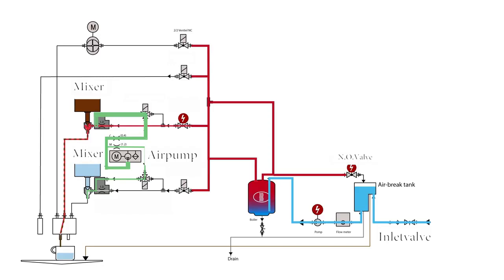There are two air restrictors in the system to regulate the amount of air. One restrictor for coffee and one for milk. At the end of a brewing cycle, an air pump generates air that flows to the coffee and milk tubes to clean out any water.